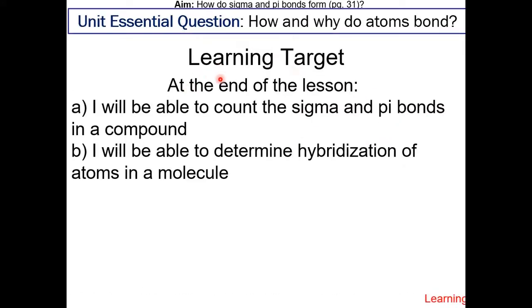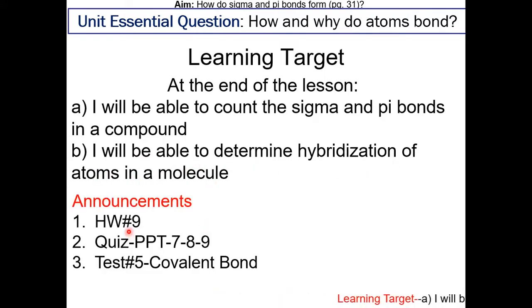Learning target. At the end of the lesson, I will be able to count the sigma and pi bonds in a compound. I will be able to determine the hybridization of atoms in a molecule. Homework number 9 will be based off this lesson. There will be a quiz based off PowerPoint 7, 8, and 9.